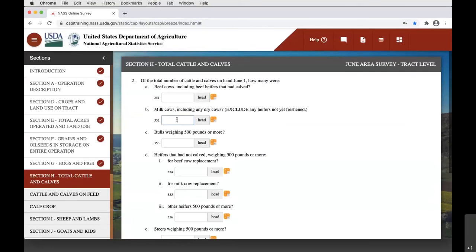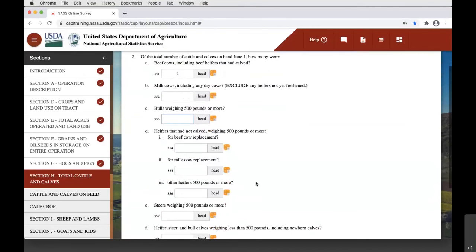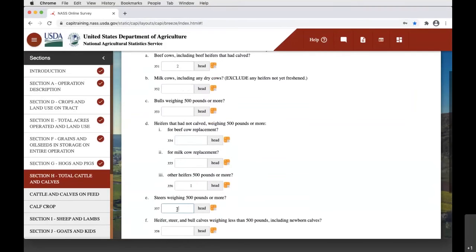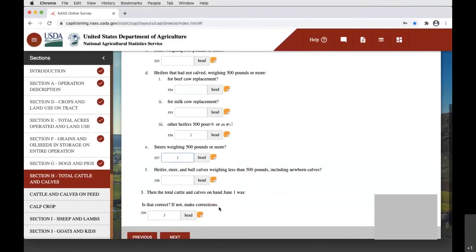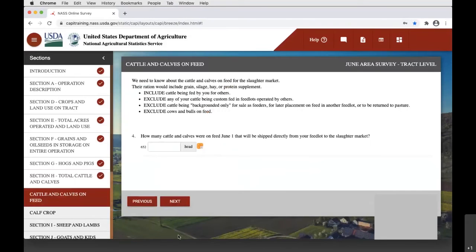Let's say that they do happen to have a couple of beef cows. So I'll say that they have 2 beef cows. They don't have any bulls. And what we're going to have here is 1 heifer and 1 steer. And we do not have any heifer, steer, or bull calves, so the total inventory on hand is calculated to be 4. We're then asked if we have any cattle on feed.